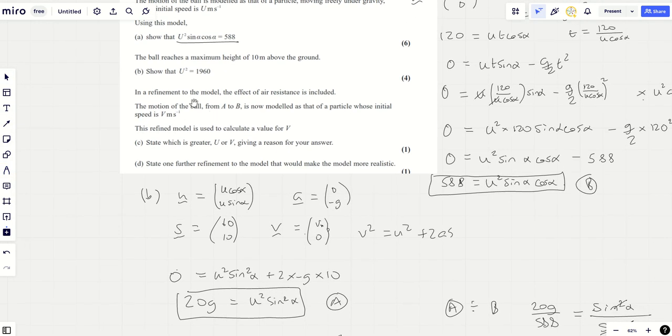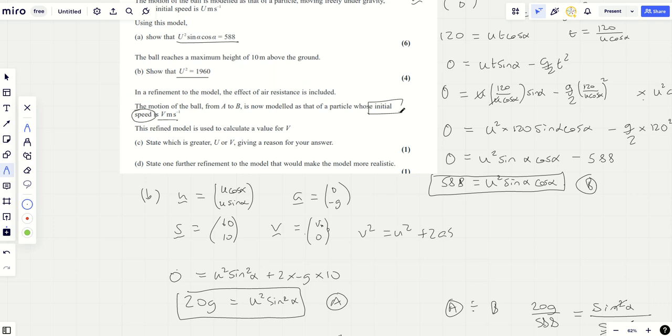Cool. In a refinement to the model, the effective air resistance is included. Motion of the ball from A to B is now modelled as a particle. This refined model is used to calculate a value of V. State which is greater, U or V, giving a reason for your answer. Okay, right. So is this V the initial speed? So firstly, V is the initial speed.